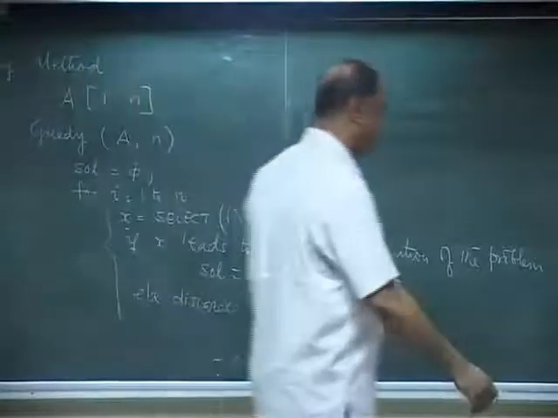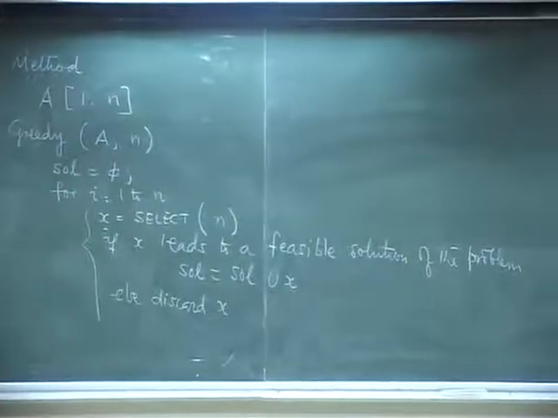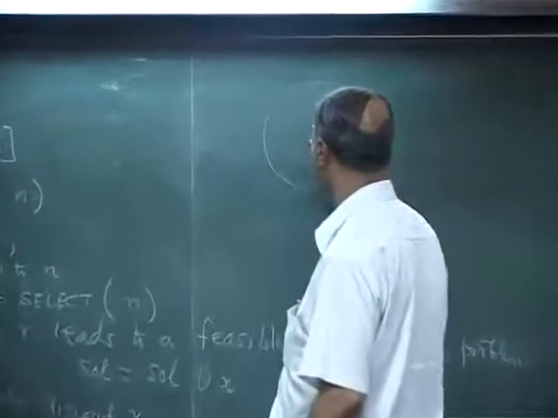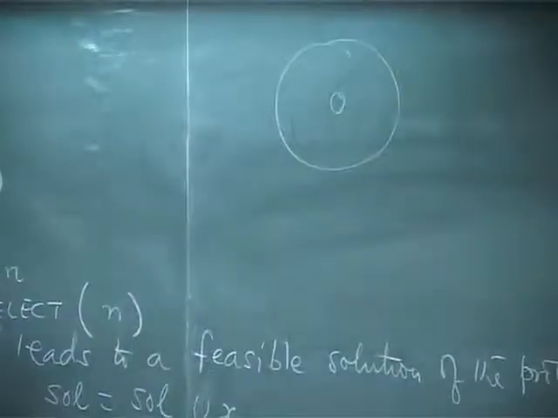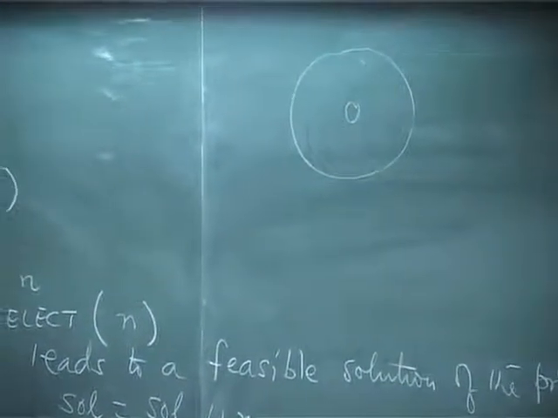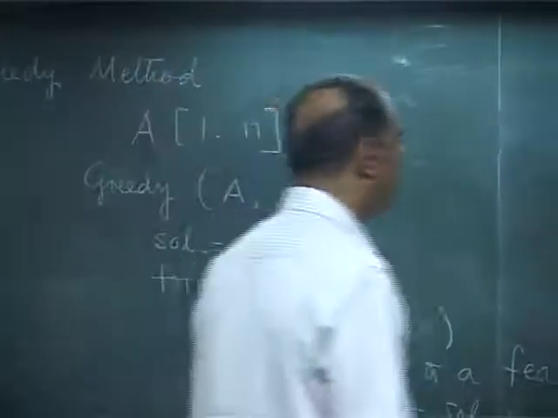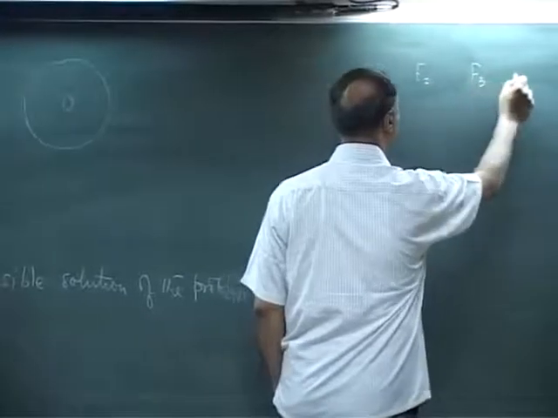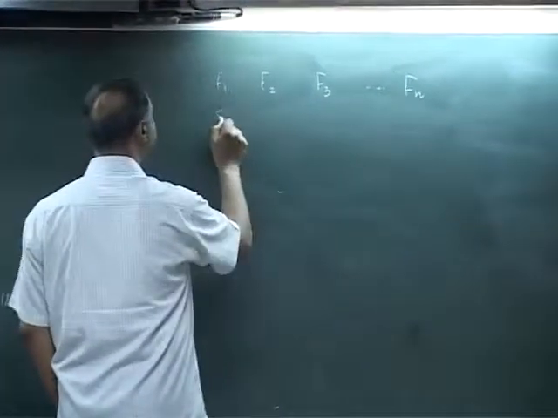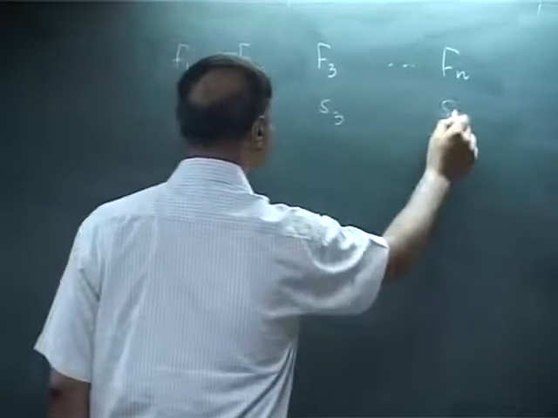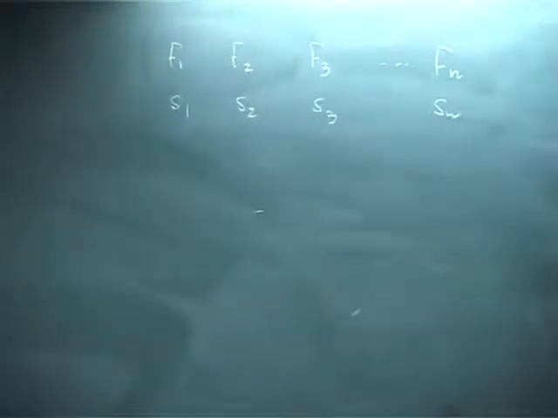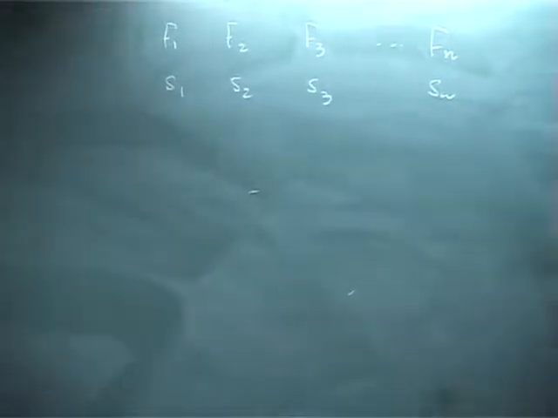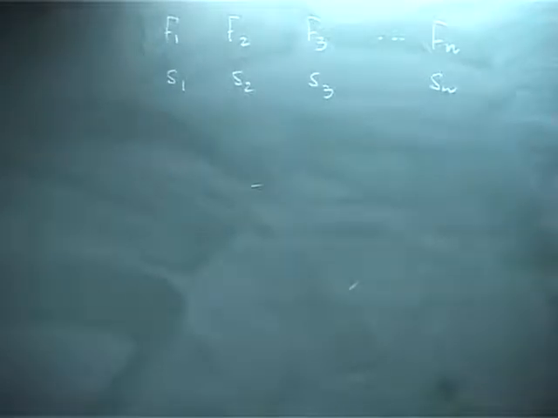Now, one example: I don't know whether you have seen magnetic tapes. Earlier, these were of large size, and we used to store data or files on these magnetic tapes. Suppose you have the files F1, F2, F3, ..., Fn, and the sizes of these files are S1, S2, S3, ..., Sn. Now, we would like to store these files on the magnetic tape in such a way that it takes the minimum amount of time.